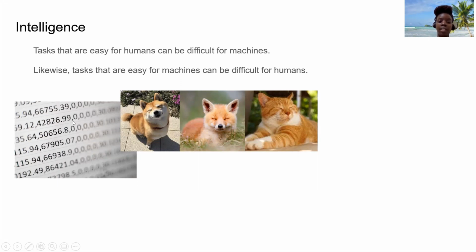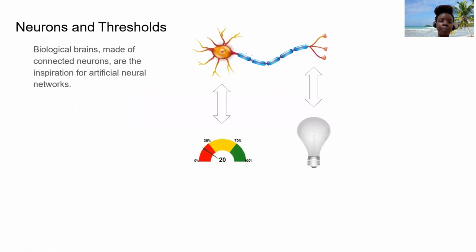Likewise, there are tasks that are easy for machines to do, which are difficult for humans. This is in the computational realm, where machines are able to handle and process large amounts of information in a very short time compared to human capacity.